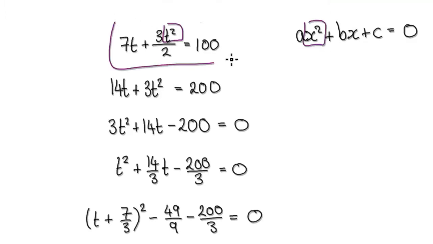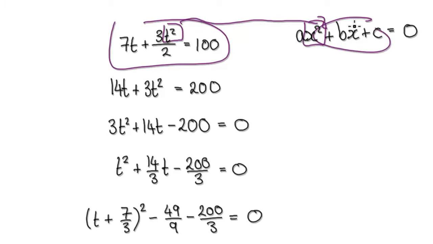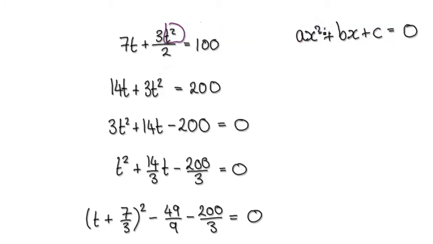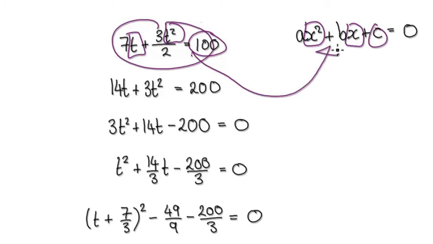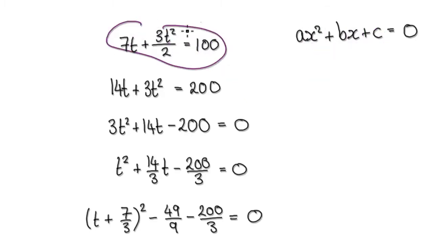This equation is really in this form, because you've got t squared here, and then you've got your t here, and then you've got your constants here. So really this equation is a quadratic equation. So let's transform this into this.